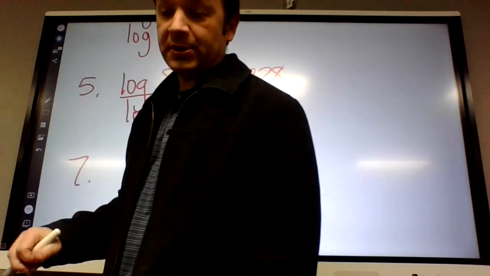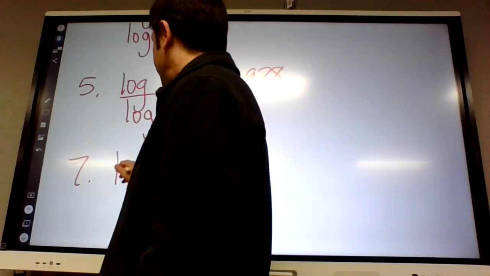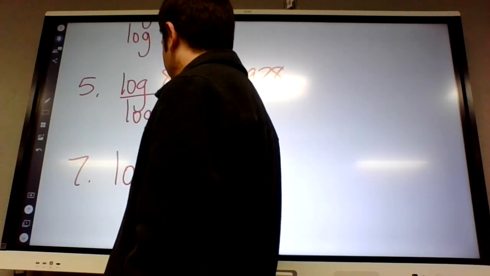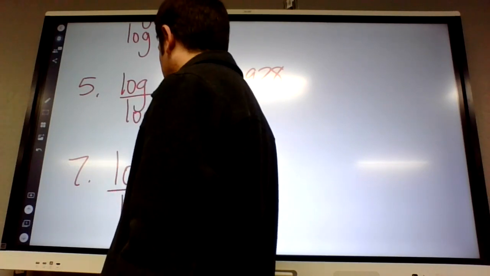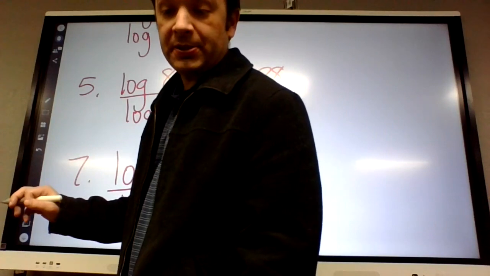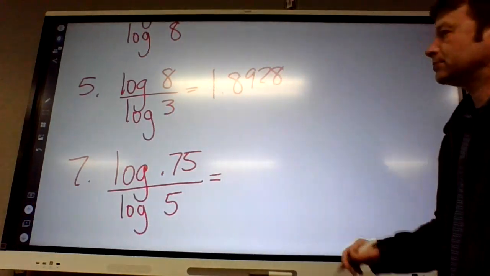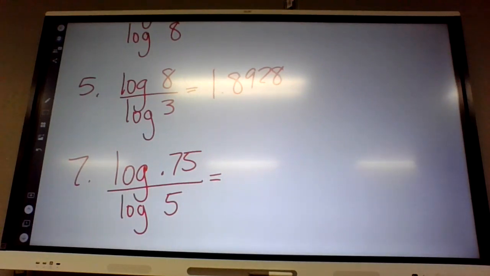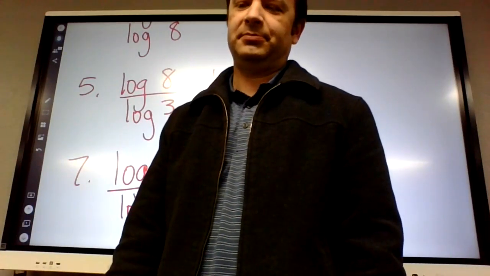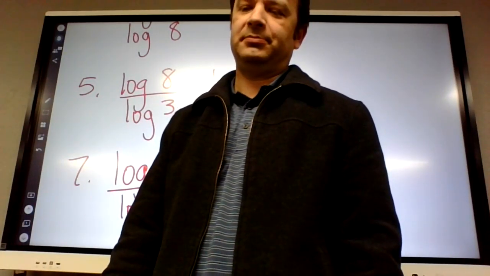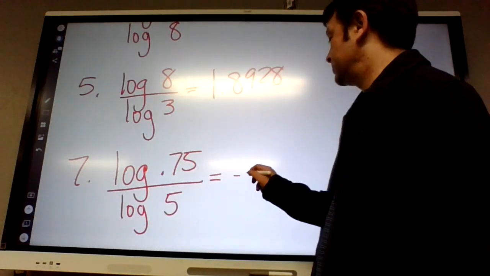Number 7, log base 5 of 3/4. It might be easier, instead of plugging in 3/4, to just do log of 0.75 over log of the base, which is 5. Negative 0.1787.